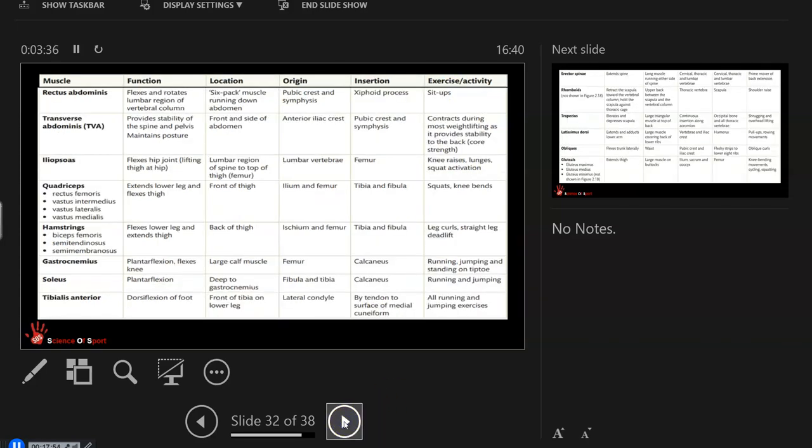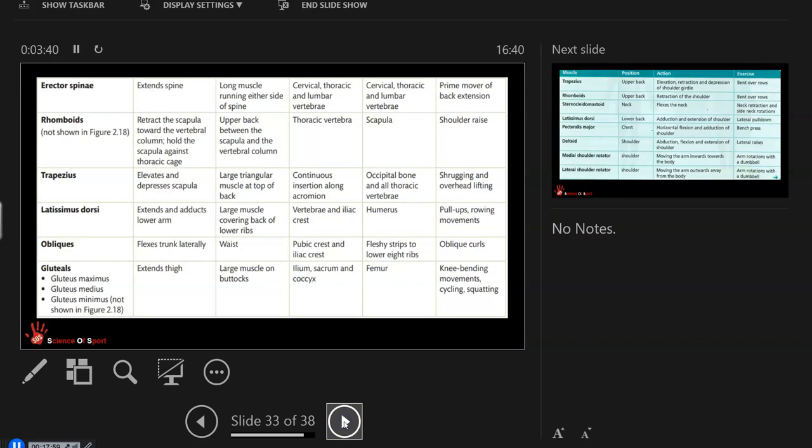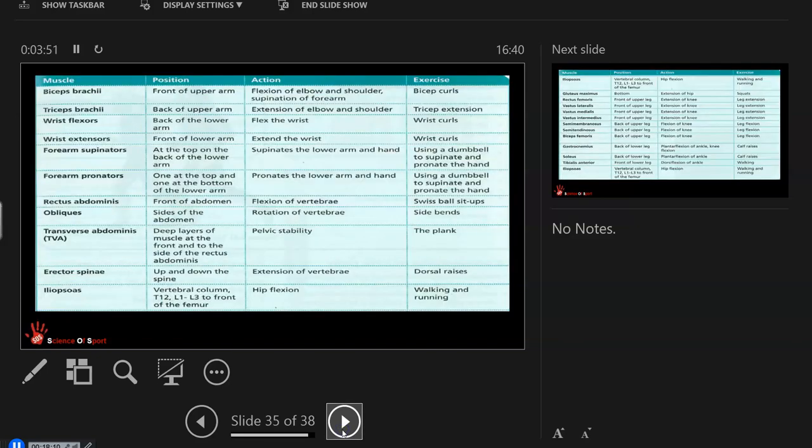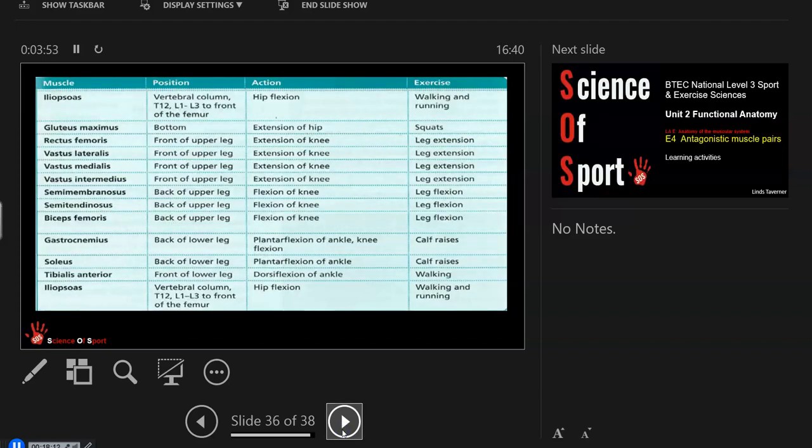So there's a few slides with all the different muscles on. Again, take your time, pause the video, have a look at these as you go. That was one textbook, and just in case you find this one easier, this is the other textbook. Again, you can pause and it gives you all the same information.